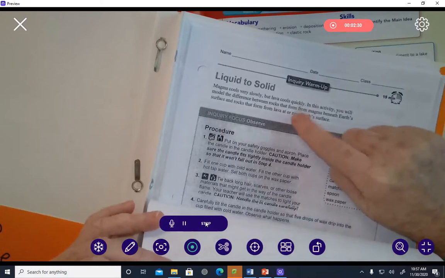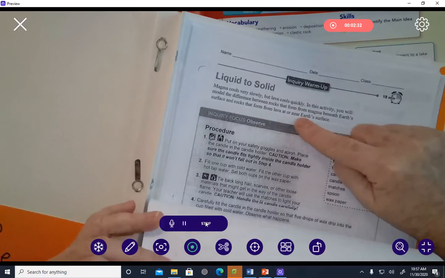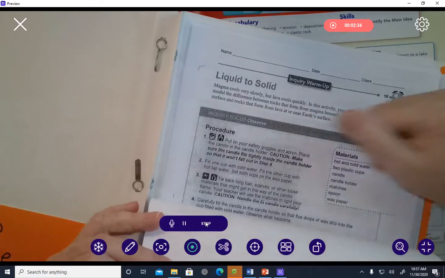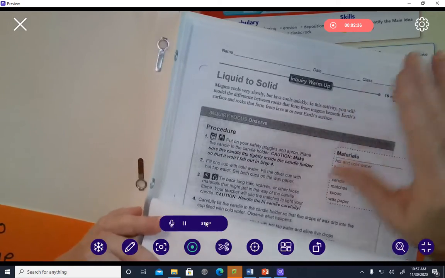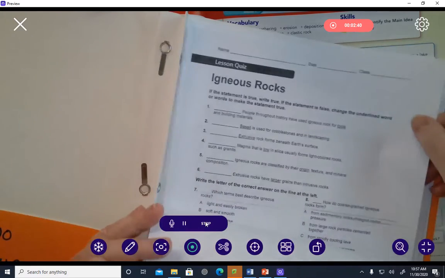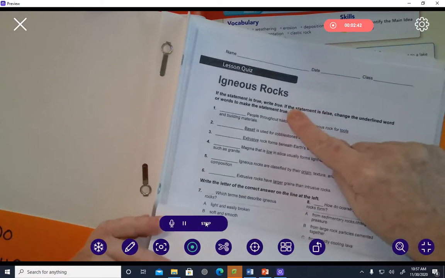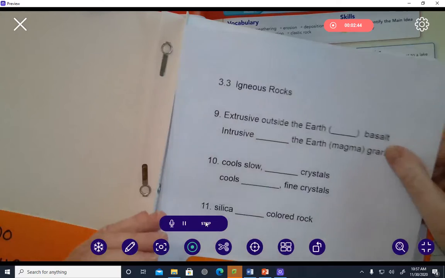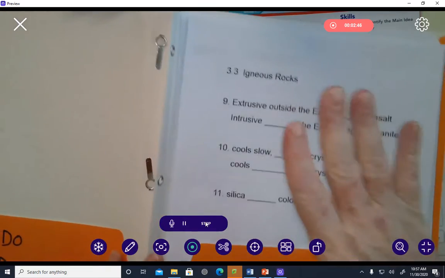Some of you, I still have this, and I'll keep it in my folder to pass back to you. Unlike Taylor Swift, I'm hoping that we get back together. And then your igneous rock review, and then your igneous rock notes.